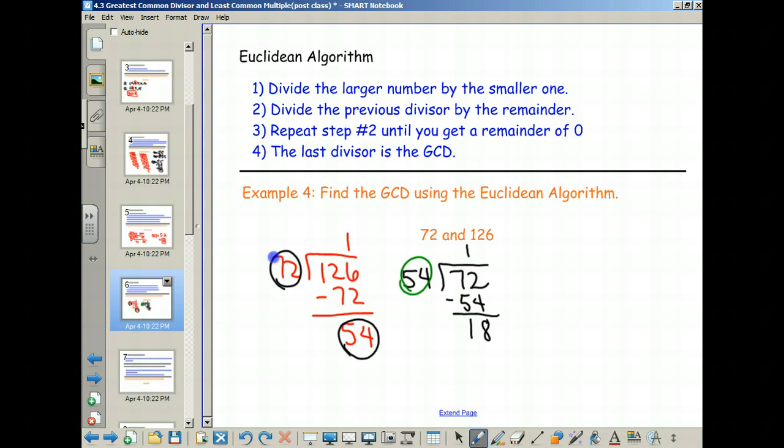We take the divisor and the remainder. The quotient, the number on top, is not affected by any of this. I don't care that it went in once, but I do care what the remainder is. The remainder is dividing the quotient, I'm sorry, the divisor now. How many times will 18 go into 54? 3. And 3 times 18 is 54. So eventually, by doing this, I will get a remainder of 0. When I get a remainder of 0, the last number I divided by is the greatest common divisor.